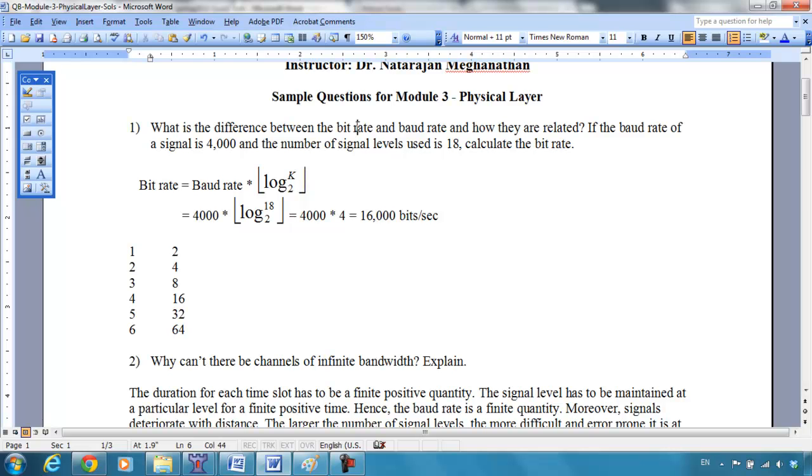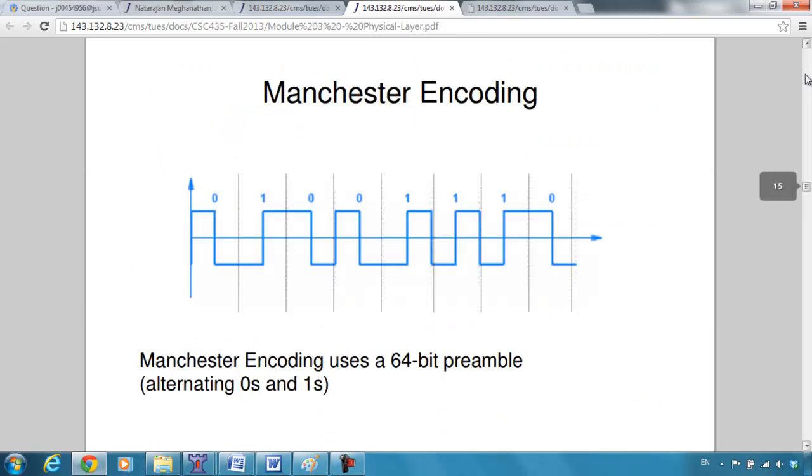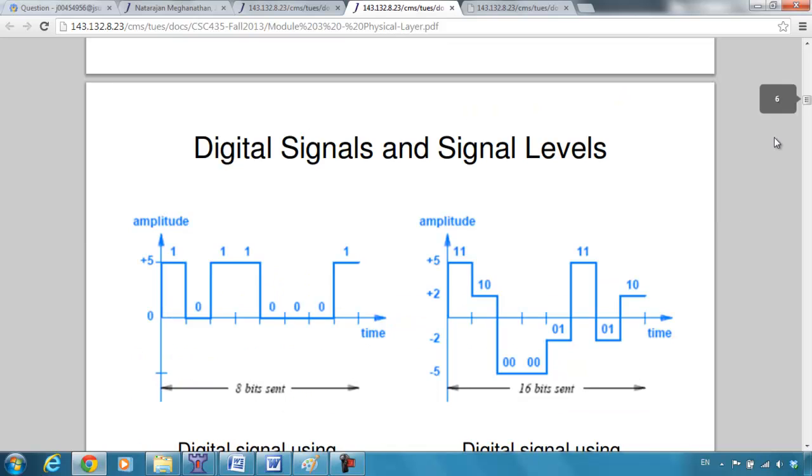Of course, the difference is the bit rate indicates the number of bits that you can transmit per unit time, typically represented as bits per second, whereas baud rate is the number of signal level changes that you can have per unit time. So remember in the class we had that slide where, say this is one time unit, 1 second, we can have 8 slots. So these are 8 different time slots.